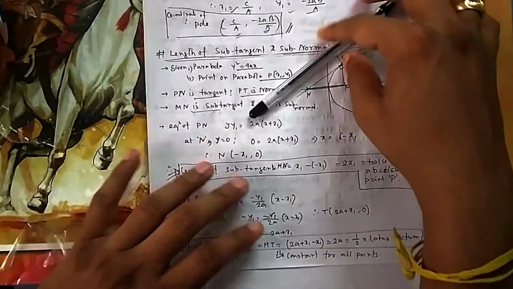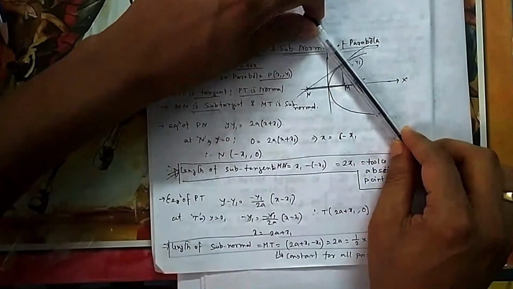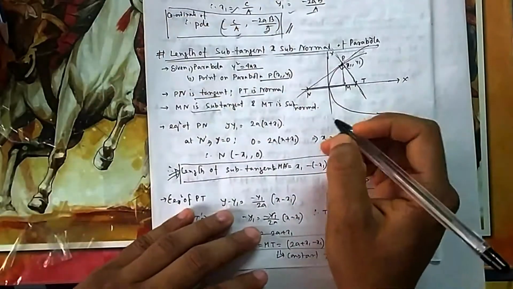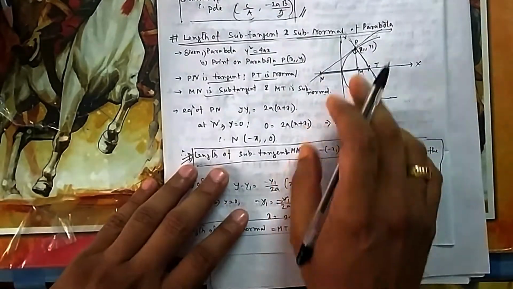You can say it is the shadow of the tangent on the x-axis. This is your tangent and this is the shadow of the tangent. This is the normal, this is the shadow of the normal. These shadows become the subtangent and the subnormal. So we need to find the length of these in the case of parabola.